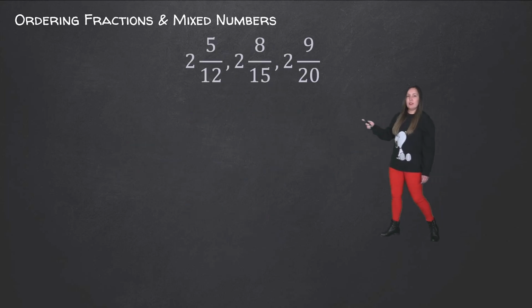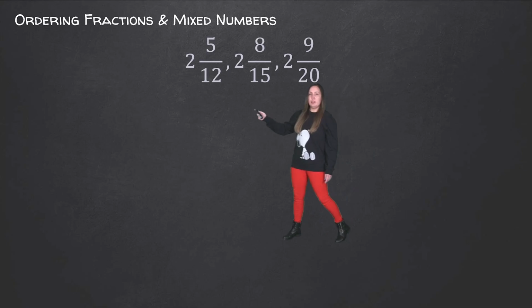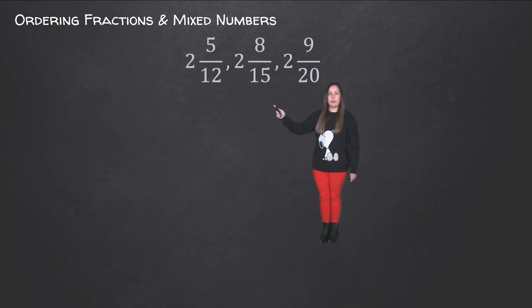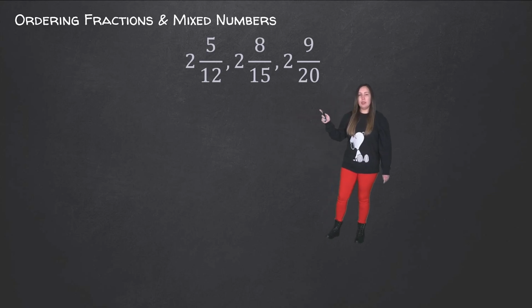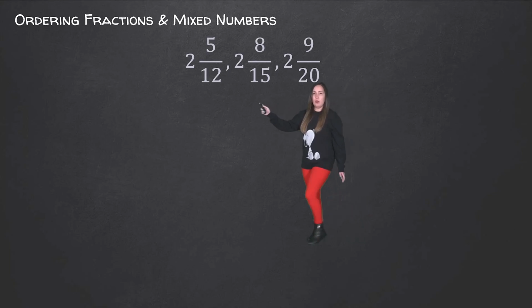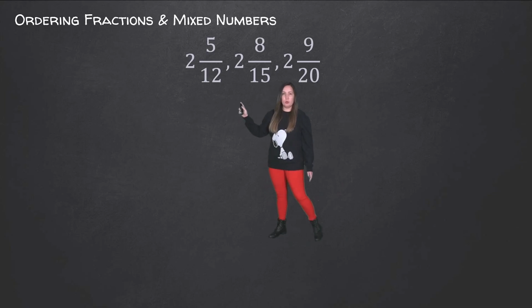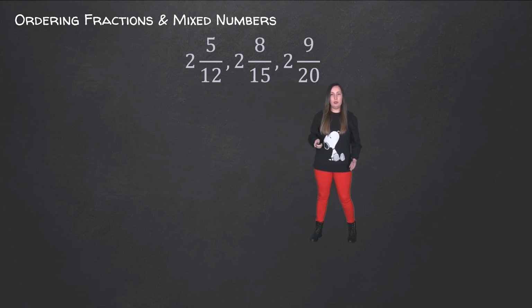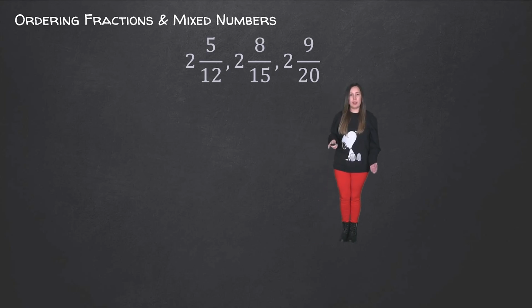So let's do another example. We have 2 and 5 over 12, we have 2 and 8 over 15, and we have 2 and 9 over 20. Now, all three denominators are different, and all three whole numbers are the same, so 2, 2, and 2. So we can't really compare it using the whole numbers, so we have to go based on the fractions.